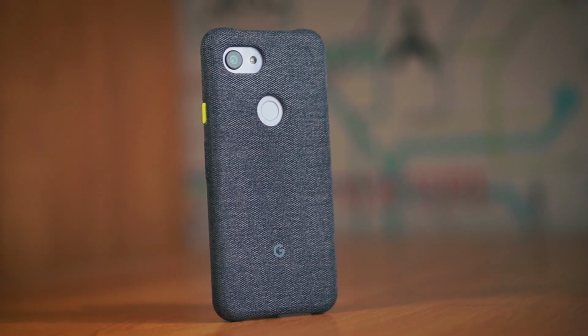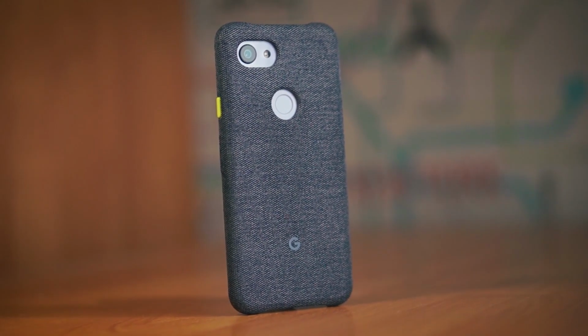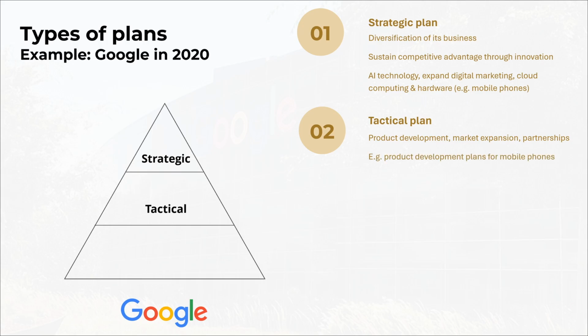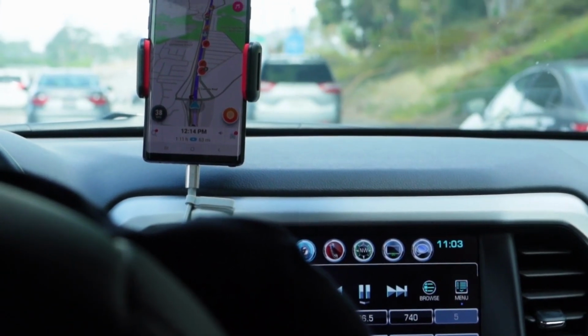So essentially, in order to translate these strategic objectives into more manageable goals, Google laid out various tactical plans. It laid out tactical plans for product development, for market expansion in the digital advertising sphere, as well as seeking out and maintaining partnerships. So for instance, it focused on product development plans for its mobile phones in order to have better features than, for instance, Apple's iPhone or Samsung's mobile phones.